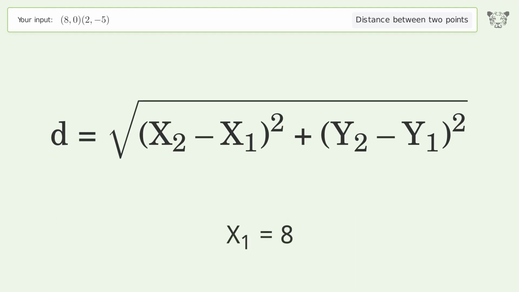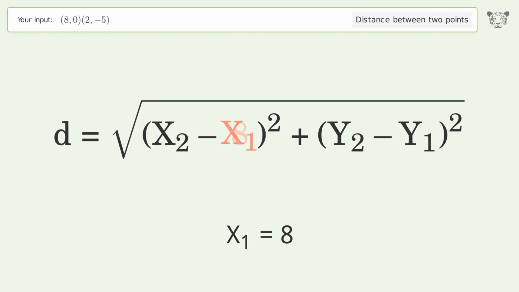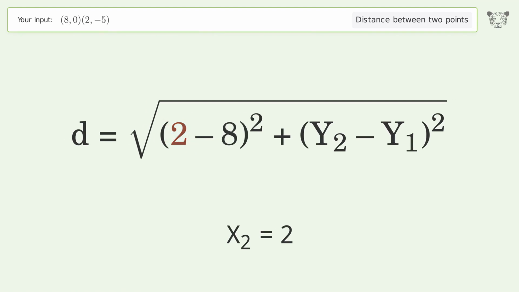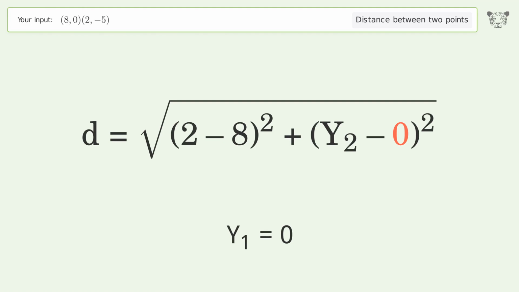x1 equals 8. x2 equals 2. y1 equals 0. y2 equals -5.